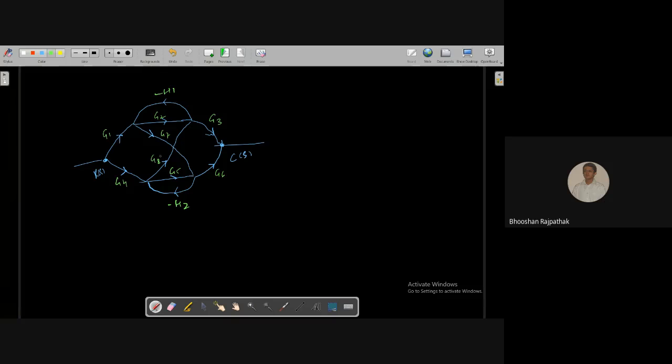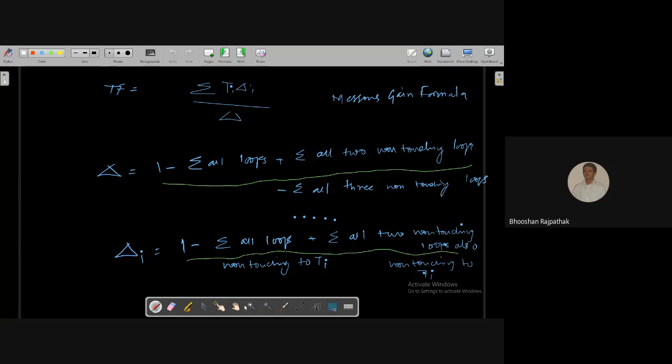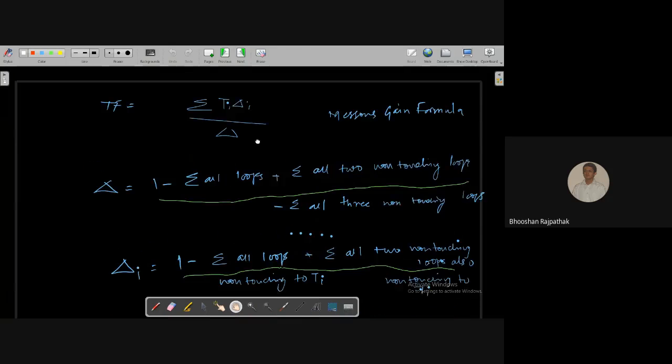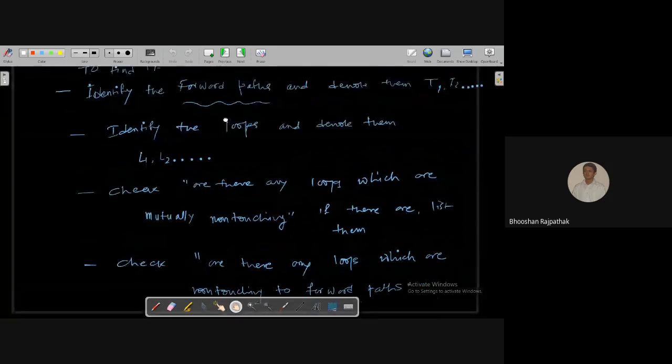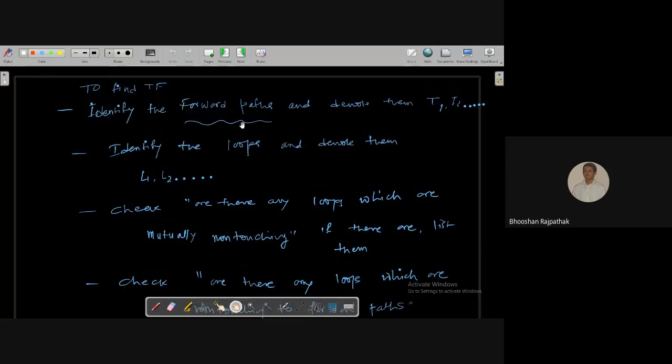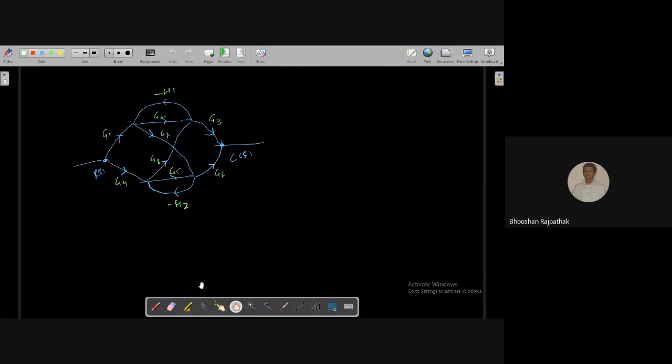Okay. So this is the diagram. The first thing to find out, by our steps which we discussed, is identify the forward path, then identify the loops. So let's start with this.